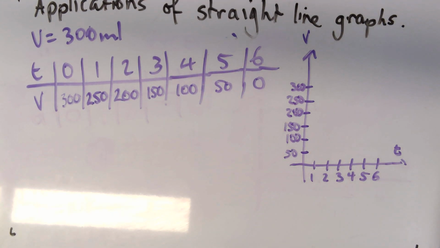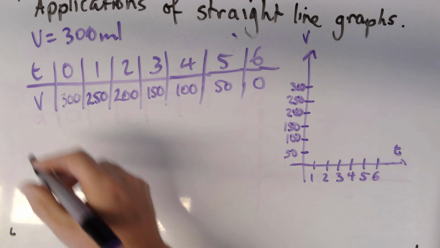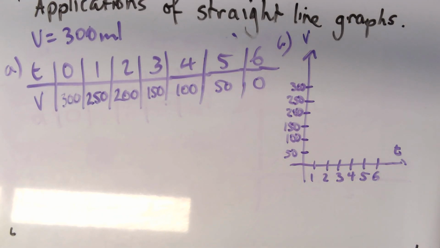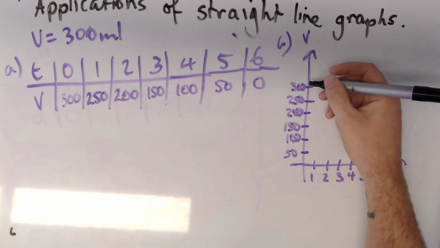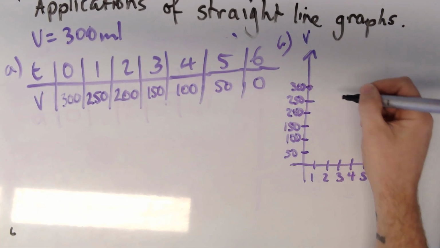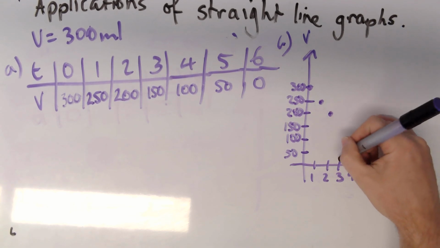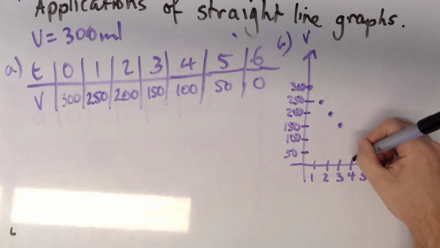So we've got to graph our points now. Remember, this is A, on our graph is B. My starting one, when t was 0, was 300, so I'm up here. After 1 hour, I'm down to 250, 2 hours, 3 hours. I'm just pulling these points.